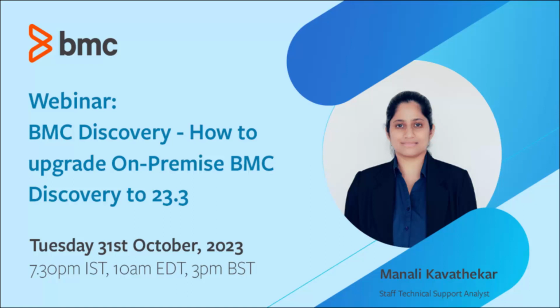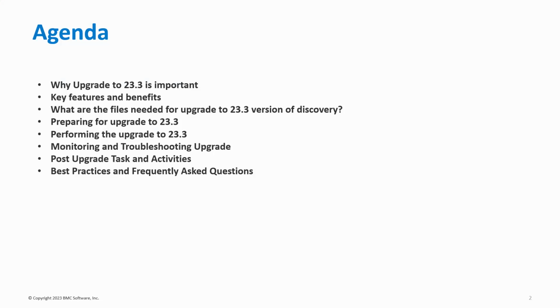Hello everyone. In this session, we are going to take a look at how to upgrade an on-premise BMC Discovery appliance to version 23.3. We will take a look at why the upgrade to 23.3 is important, its key features and benefits, what files are needed for the upgrade to the 23.3 version of Discovery, and how to prepare for the upgrade. We will take a look at the demo on how to perform the upgrade.